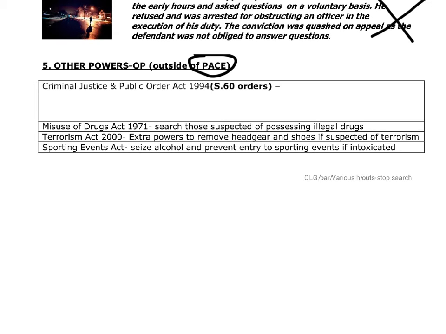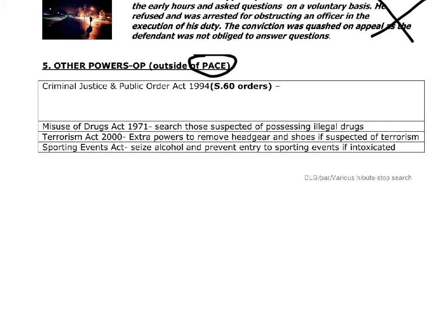So these are extra powers that the police have under other pieces of law. First of all, you've got the Criminal Justice and Public Order Act. This enables police officers to get what we call a Section 60 order. Now, a Section 60 order is where the officers can get a warrant, and it allows them to stop and search anybody for 24 hours in that area, as long as they anticipate violence. So they don't need to have reasonable grounds to do the stop and search.